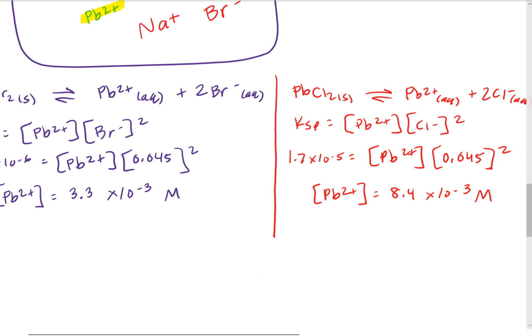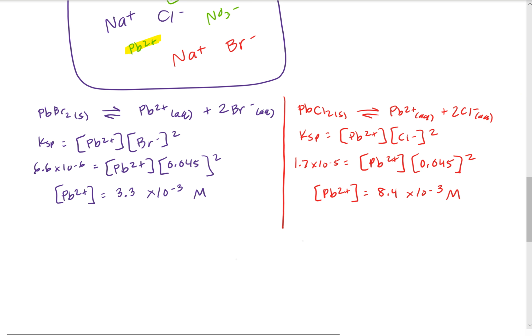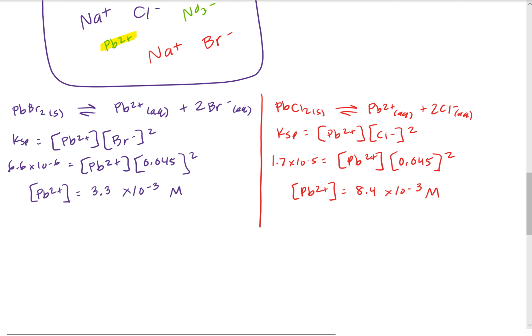And now you compare the two lead ion concentrations. You're comparing 3.3 times 10 to the negative 3 with 8.4 times 10 to the negative 3. Pick the smaller one. The smaller value is the 3.3. So therefore, part A, which salt precipitates first? The lead bromide solid precipitates first.